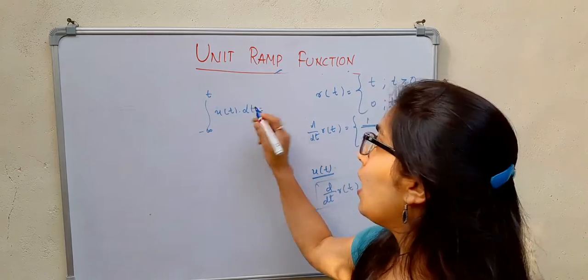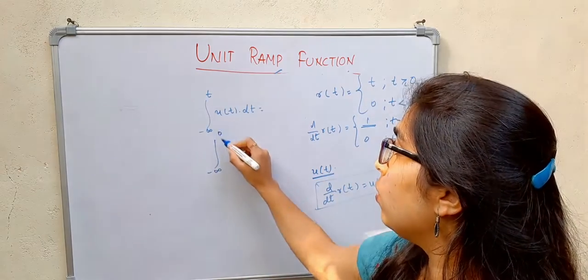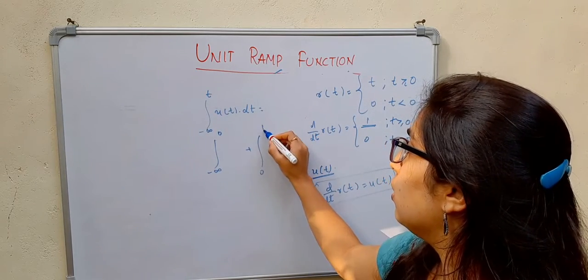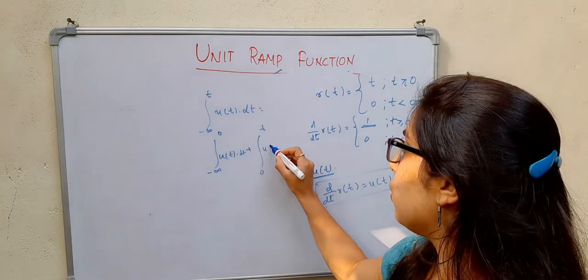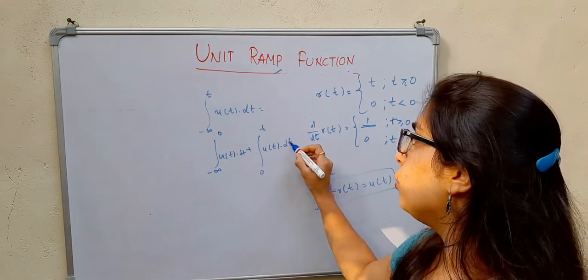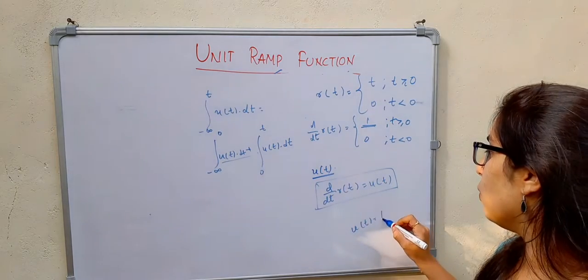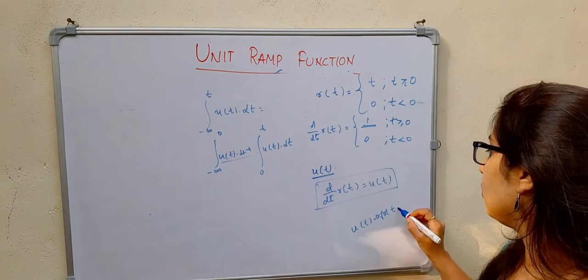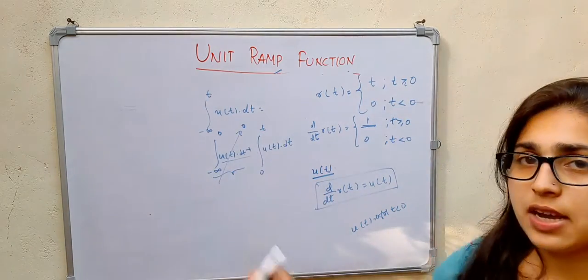In this case, I will split the integral from minus infinity to 0 and then from 0 to t. See, this is u of t dt, here also u of t dt. But you know that u of t is equal to 0 for t less than 0. So this will be 0, right? It doesn't have a value here.